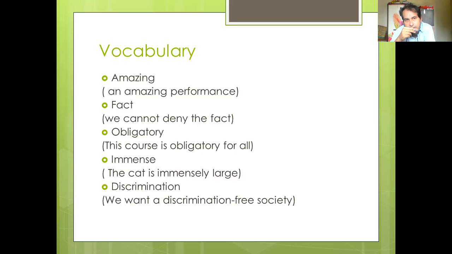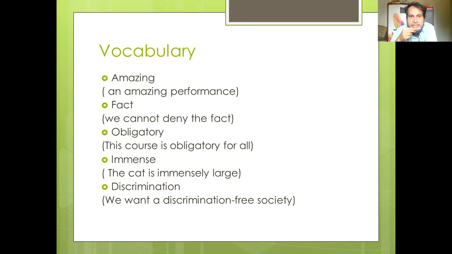Fact. We hear this word fact in our everyday life. Fact means the truth. We cannot deny the fact. The sun rises in the east. This is a fact. So fact means the truth that everybody knows.